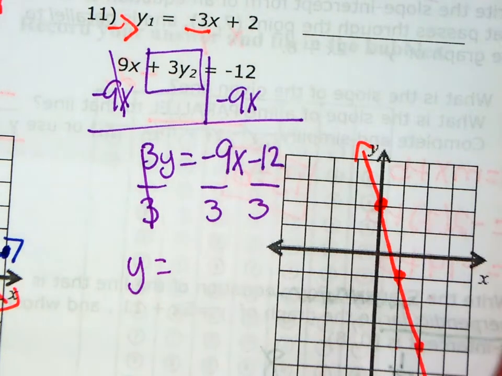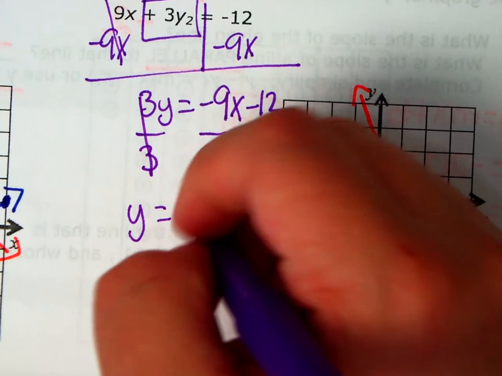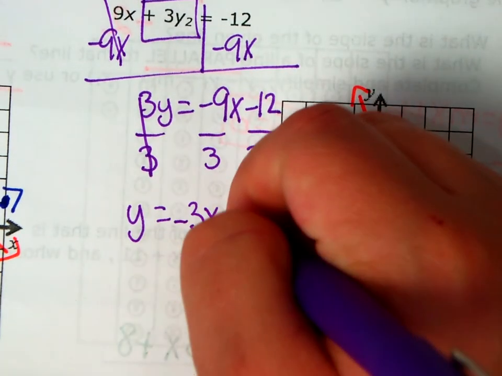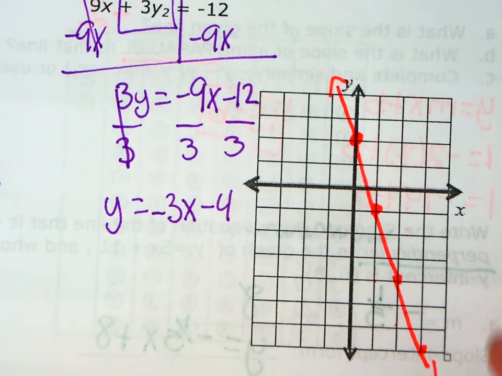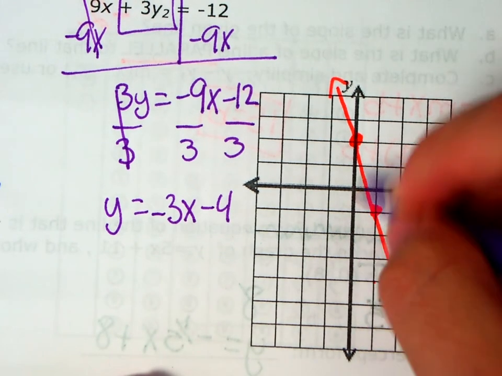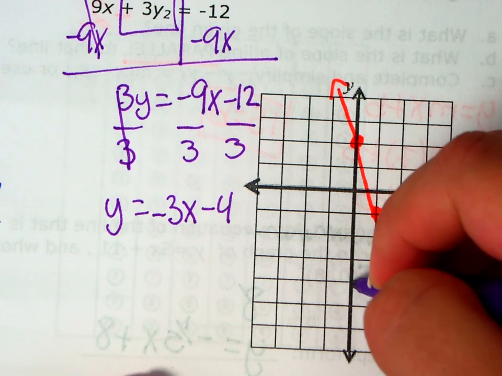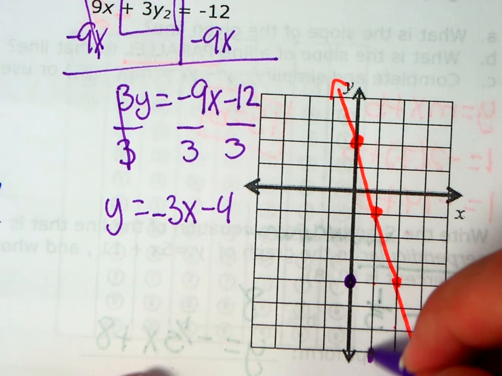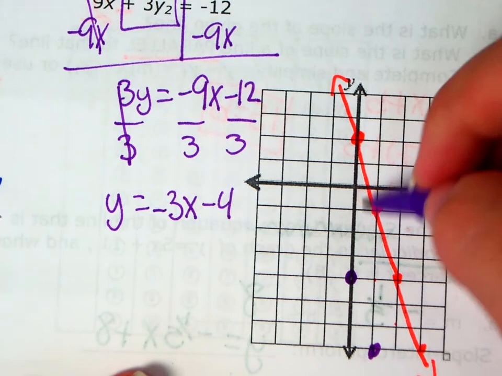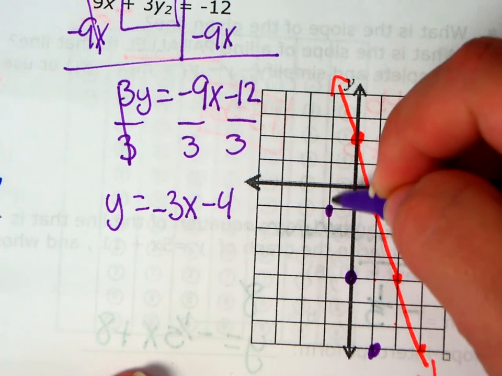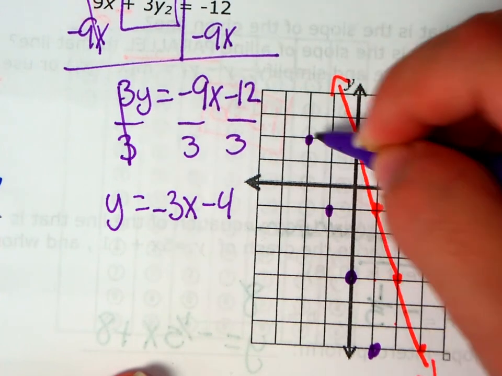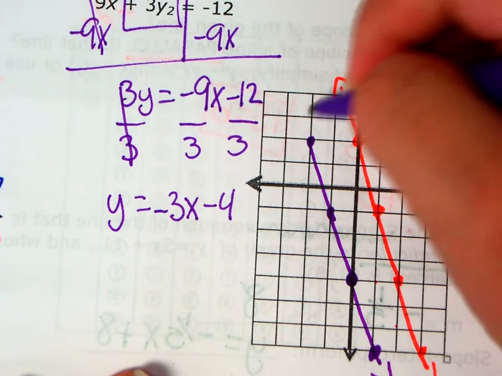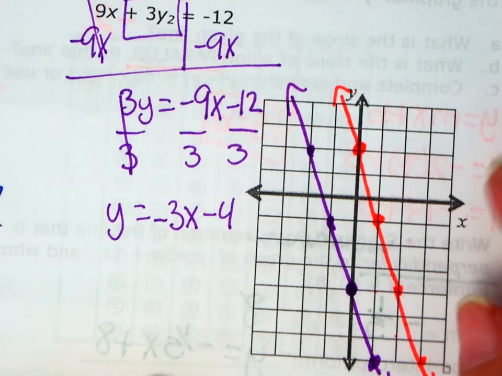Y is equal to -3x minus 4, right? So now -4, going to go down 3 over 1. I'm going to go up 3 over 1. Will those lines ever touch? So what do we call those? Perfect.